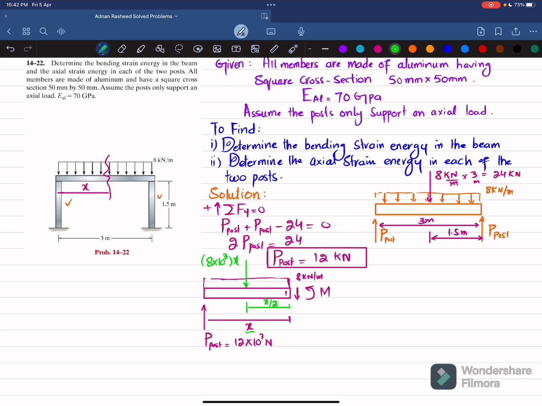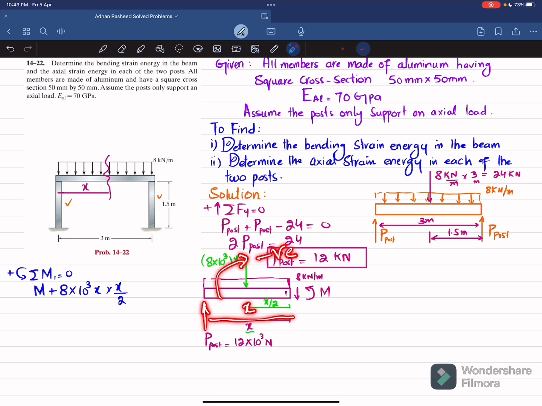Now we will find this moment by using the equation of equilibrium, that the sum of all moments about point 1 is equal to 0, taking the counterclockwise moment as positive. So about point 1, one moment is this reaction moment which is counterclockwise, and that will be plus. The second moment will be due to this 8 into 10 to the power 3 into x, and the perpendicular distance is x by 2, and this is also counterclockwise, so it will be positive. So plus 8 into 10 to the power 3 x multiplied by x by 2. And the last moment is produced due to this load, and the perpendicular distance is x, and this is producing clockwise, so it will be negative. So I will write minus 12 into 10 to the power 3 x is equal to 0.